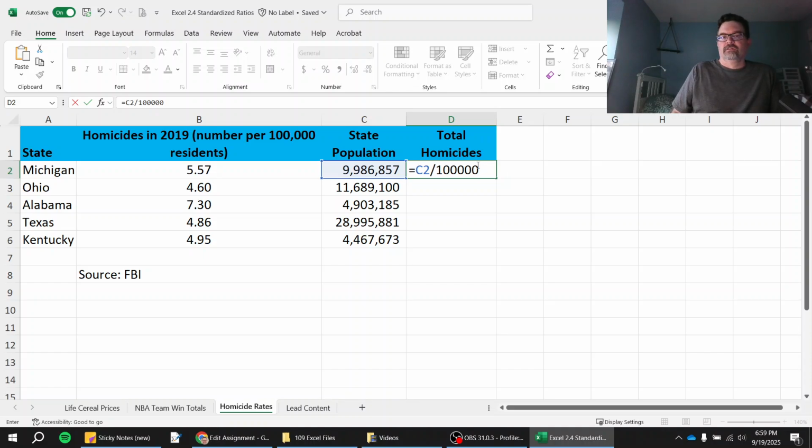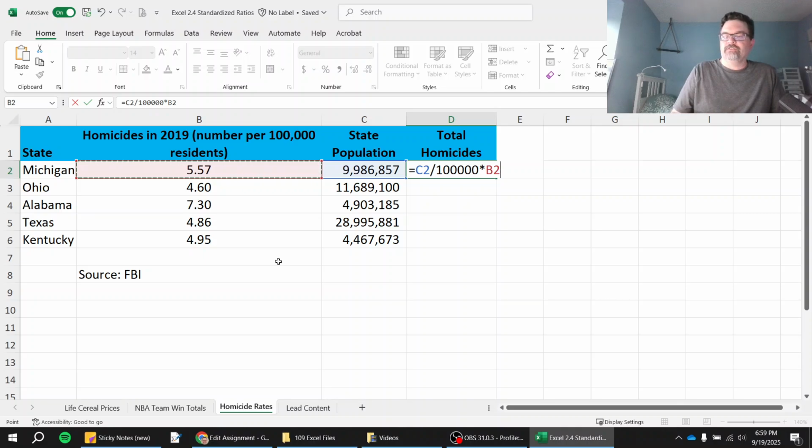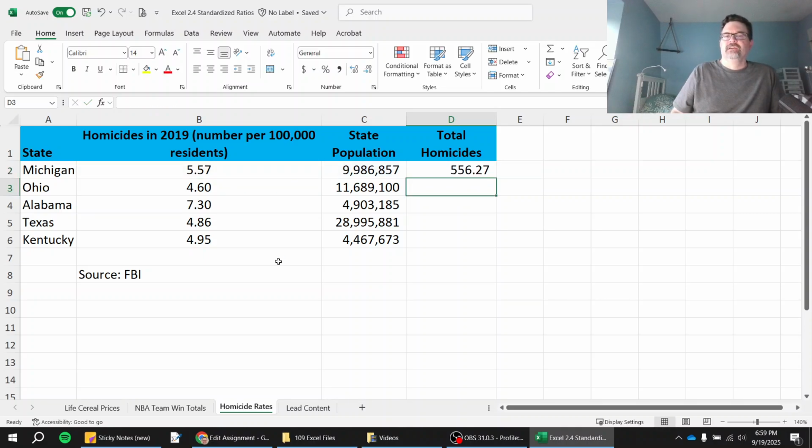All right, so this division tells us how many groups of 100,000. Now we need to multiply by how many homicides per group. And so if we enter that, we will get our actual number. So 556. Now, of 0.27, there's some rounding here in some of the things, and obviously we can't have a quarter of a homicide. So I'm just going to tell Excel to trim off those digits. So I'm going to use my digit adjuster here to take away decimal places. So we're just right there at a nice whole number.